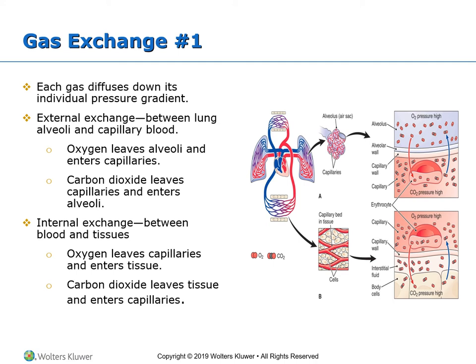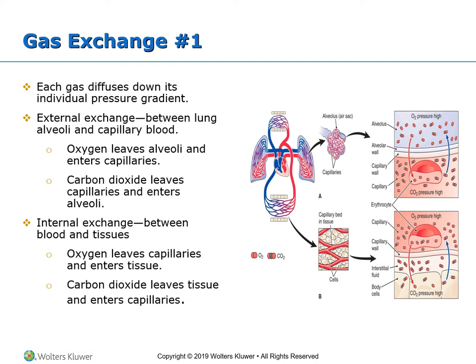Now, we have a similar process that happens during what is called internal gas exchange, and that takes place between the blood and the tissues. To make it easy to remember internal and external exchange, think about the external exchange as the one that happens in the lungs to go to the outside, while the internal one happens inside our body. It's in between the bloodstream and every single tissue in our body, let's say a muscle tissue.